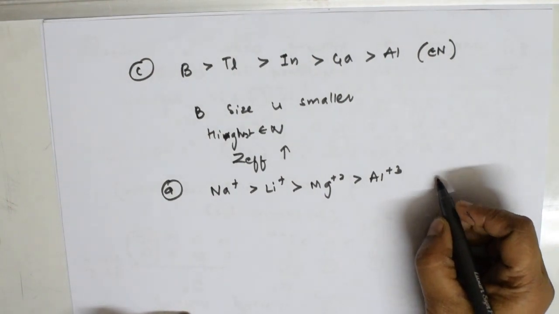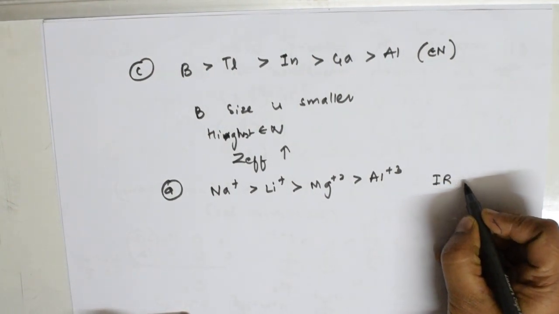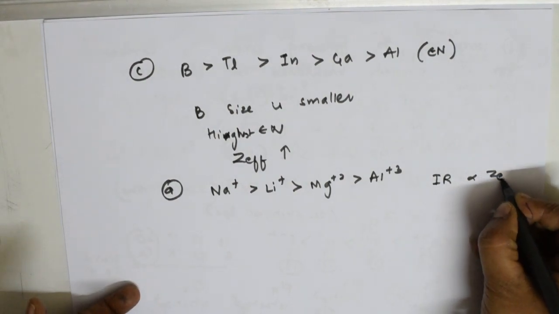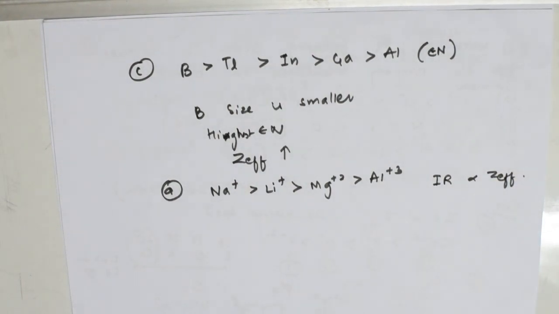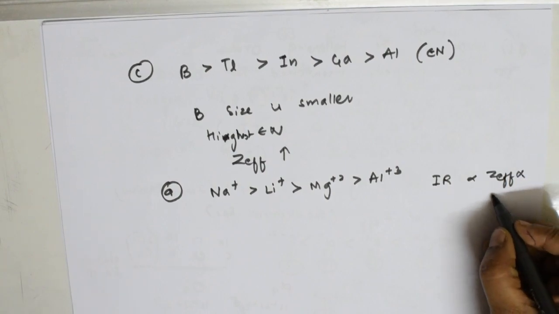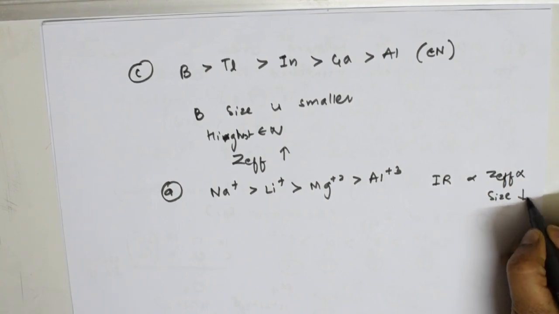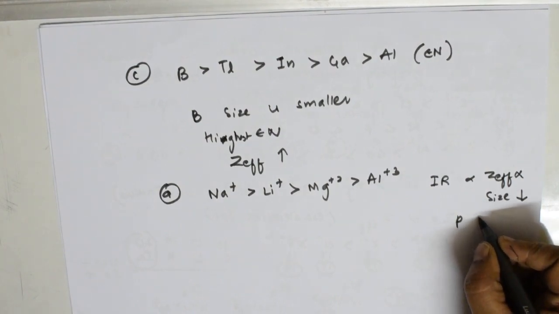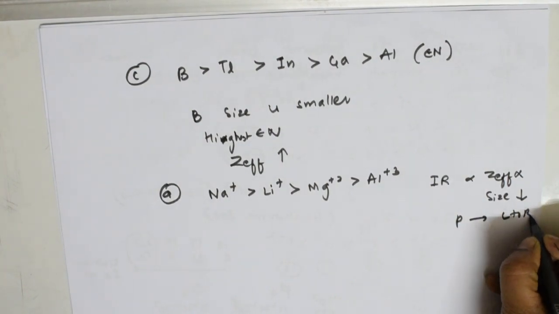Now, we said it is based on ionic radius. Ionic radius, on what does it depend? It depends on Z effective, or rather it is inversely related to Z effective. Correct? Here Z effective, how does it depend? It again depends on size. If the size is less, automatically Z effective will be more. When will the size be less? When we move in a period from left to right. I need to move from left to right.